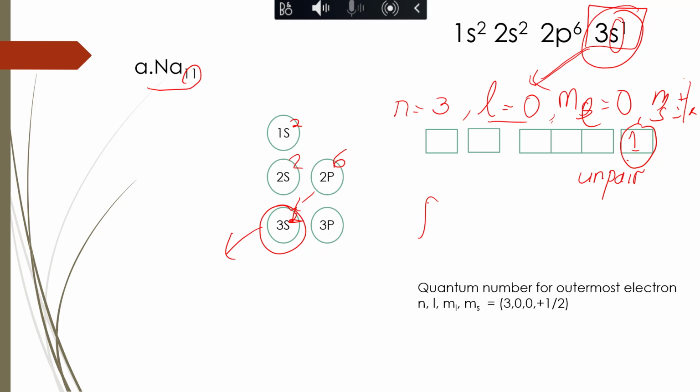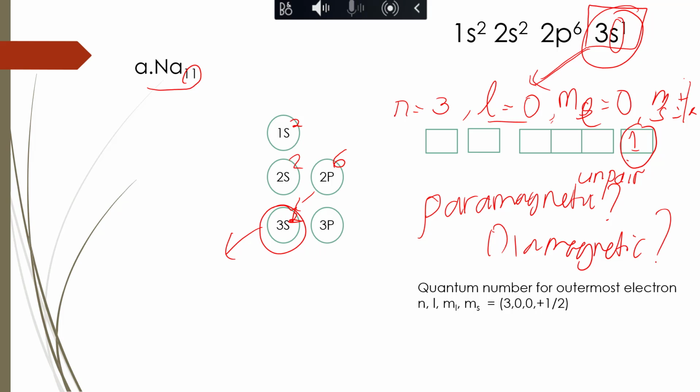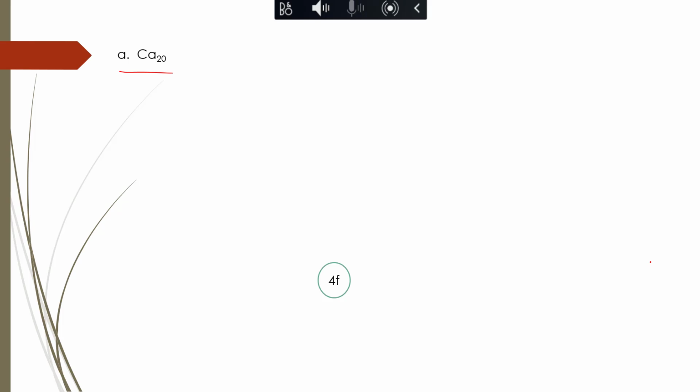Now because here in the third level subshell we have only one electron, it's unpaired, so perhaps you may forecast what the characteristic is. Is it paramagnetic or diamagnetic?